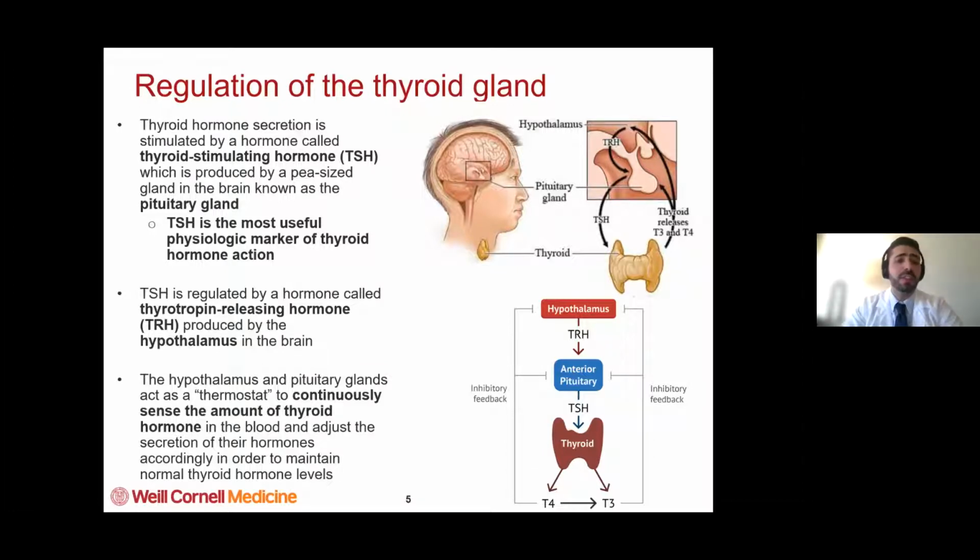And we can take advantage of TSH and its role in regulating thyroid hormone in order to get a gauge of the status of thyroid hormone in the body. We'll get into that in a little bit.